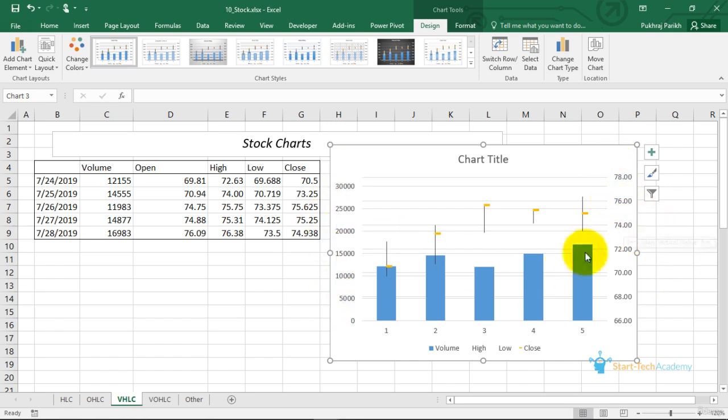So in our example, volume is on the primary axis and these bars will have the values corresponding to this primary axis, whereas the value of the price of the stock is on the secondary axis, and these lines and these markers will take their value from the secondary axis. So let's learn how to draw this chart.